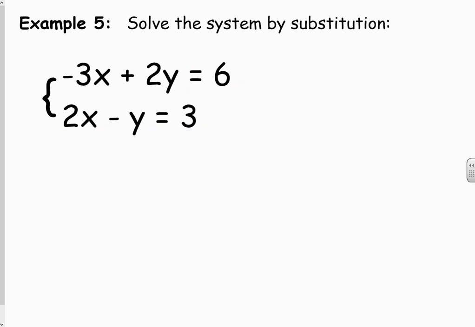Pause the video now as you try example 5. Press play to go over your answer. Make sure you're pausing it. Don't just wait for me to start talking. Make sure you paused it.